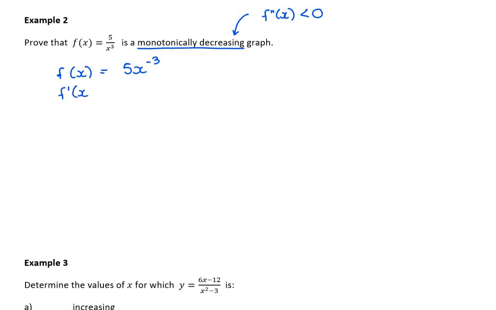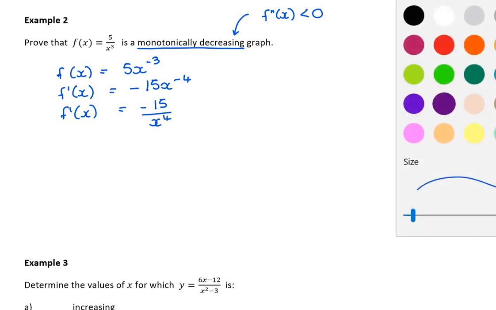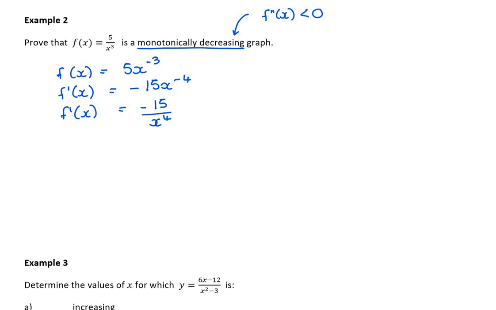Now it's easier to say, great, this is negative 15 x to the negative 4, and I'm going to go even further, and I'm going to write it like that. Now I need to prove, and just be careful, when we say prove, we like to write things out mathematically. Prove this is monotonically decreasing. So I would then say, well, therefore, x to the power of 4 is greater than or equal to 0 for all x values, because when you raise something to the power of 4, it's always positive.